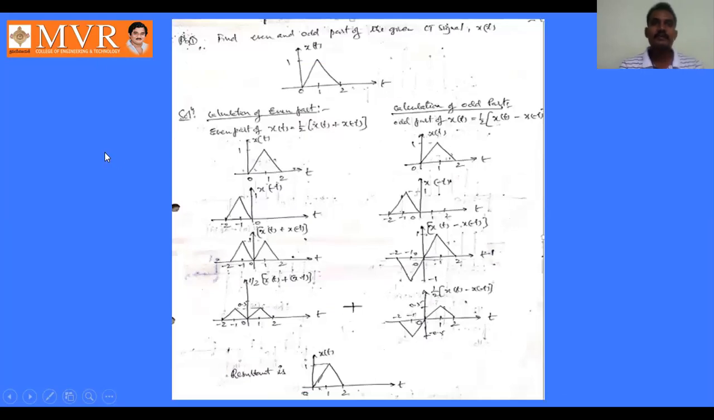Next problem is find the even and odd part of the given continuous time signal x of t. So x of t is given as a triangular waveform. It is given like this. It is a triangular waveform. X of t, its amplitude is 1. It is in between 0 and 2. It starts from 0 and ends at 2.